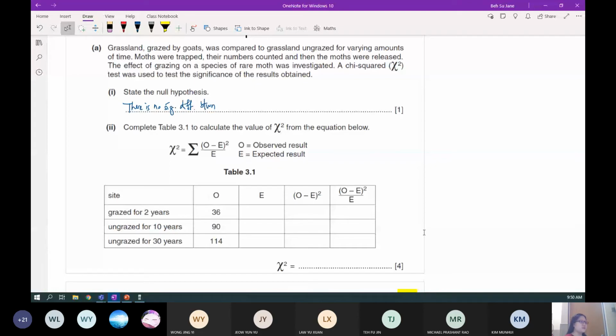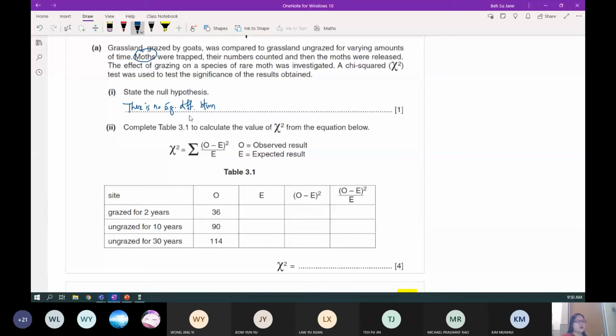I am going to start now. So what it's asking is, grassland grazed by goats was compared to grassland ungrazed, by varying amounts of times. Moths were trapped. So it's not about the goats, it's about the moths. They have the numbers counted and the moths were released. The effect of grazing on a species of rare moth. So they want to see whether there's a difference between moths on the grazed grassland or the ungrazed grassland.